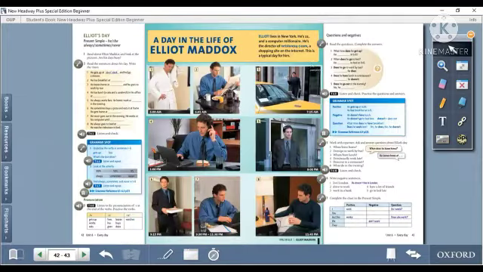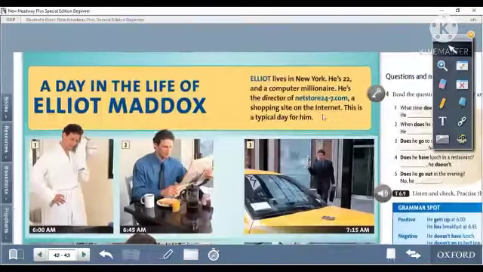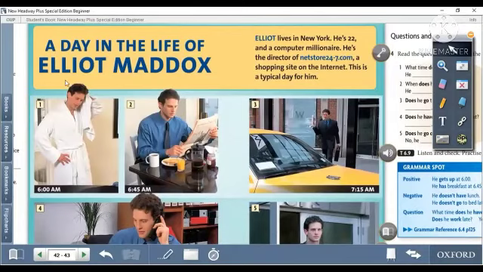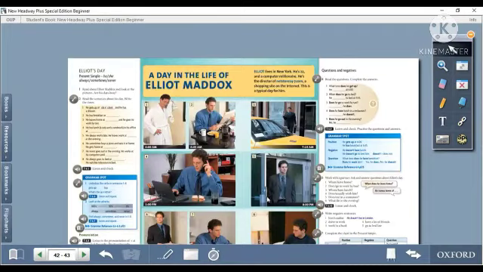Okay, if I take it as a whole, here we have a day in the life of Elliot Maddox. Who is Elliot? Elliot lives in New York. He's 22 and a computer millionaire. He's the director of netsport247.com, a shopping site on the internet. This is a typical day of him. We're going to talk about his daily routine.